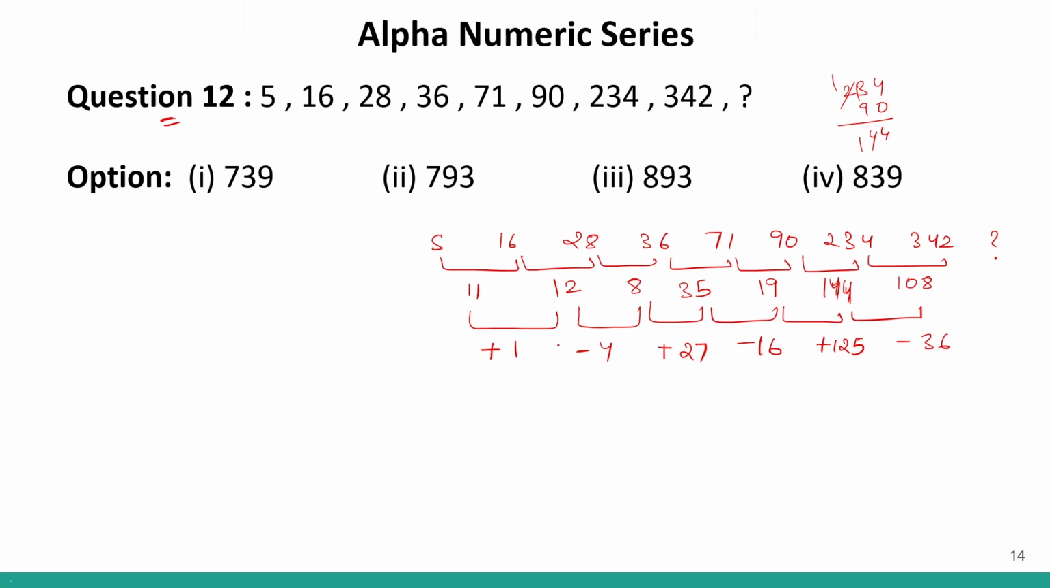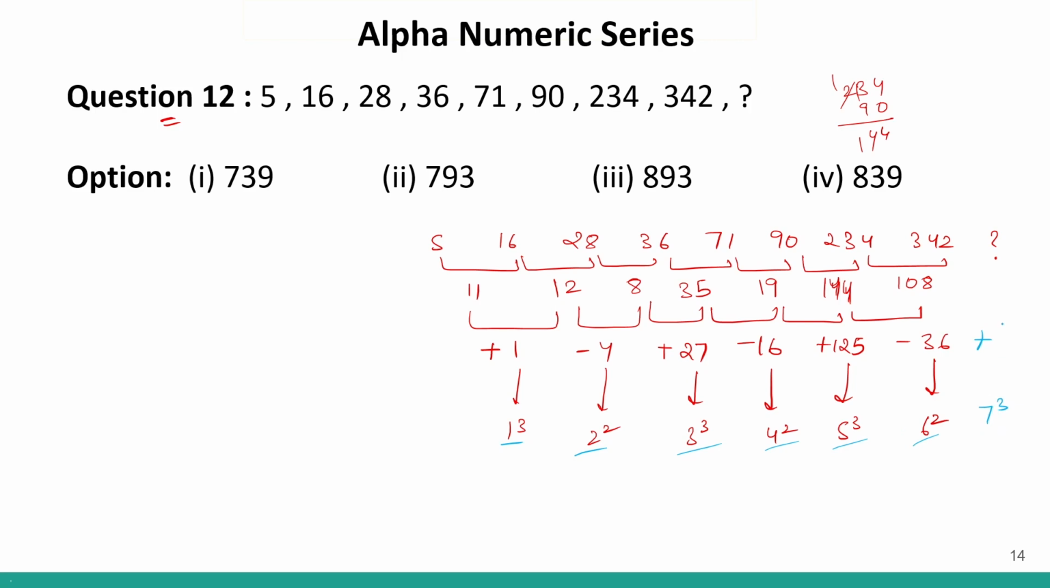Okay. These will be the terms. Now, if I look at them, 1, 4, 27, 16, 125 and 36, these look very familiar. This is basically 1 cube. 4 is 2 square. 27 is 3 cube. 16 is 4 square. 125 is 5 cube and 36 is 6 square. So basically plus, minus, plus, minus, plus, minus. The next term will be plus, and this is 1 cube, 2 square, 3 cube, 4 square, 5 cube, 6 square. So next will be 7 cube.